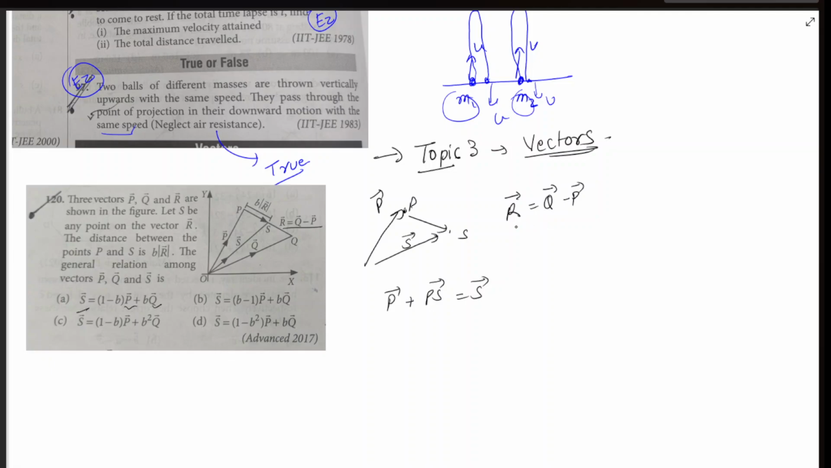Okay, so let's find what this R vector is. This is our P vector. I can write P vector plus R vector will give us Q vector, right? So what is this P vector? P vector is this, and this is our Q vector, so this must be our R vector. If this is P and this is Q, then PQ is our R vector. P plus R will give us Q, so R vector is nothing but our PQ vector.